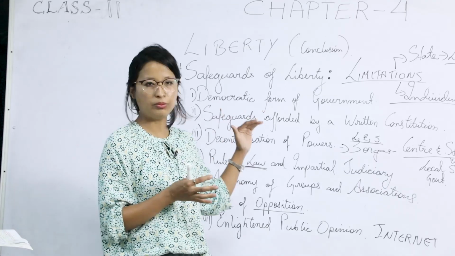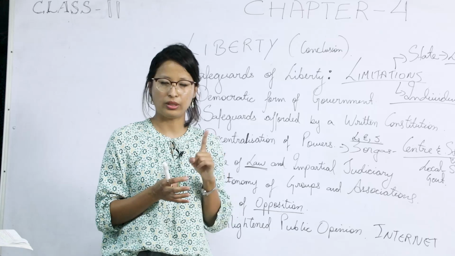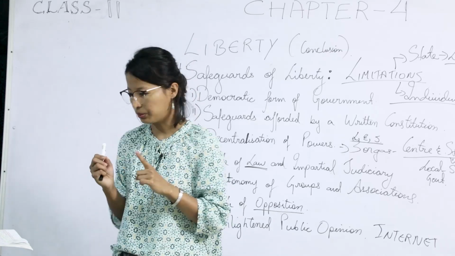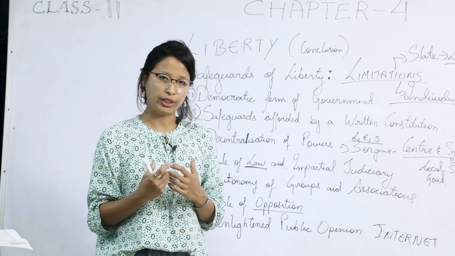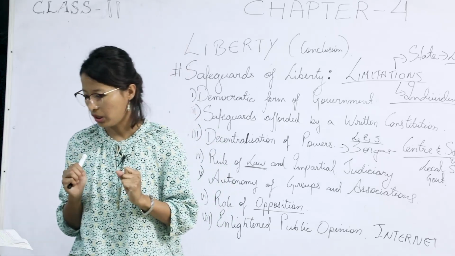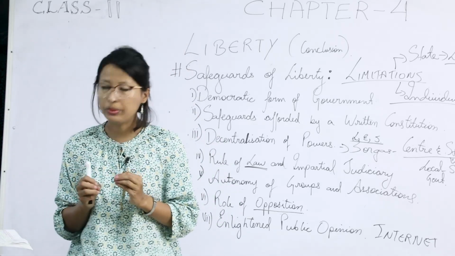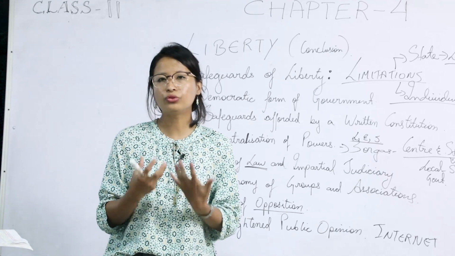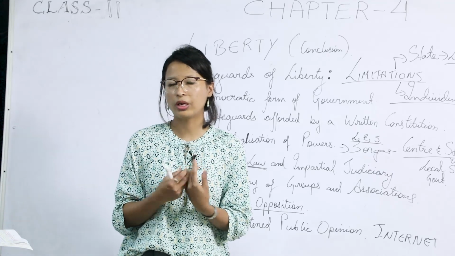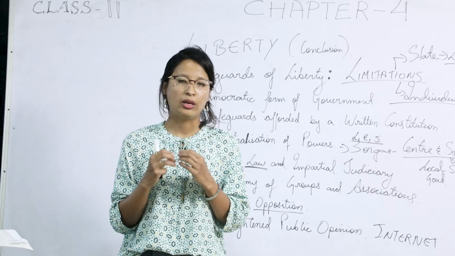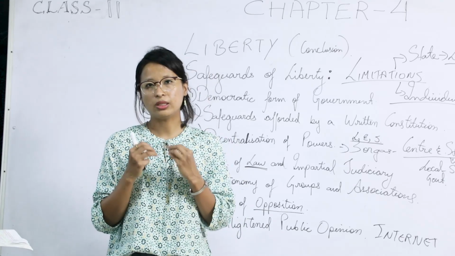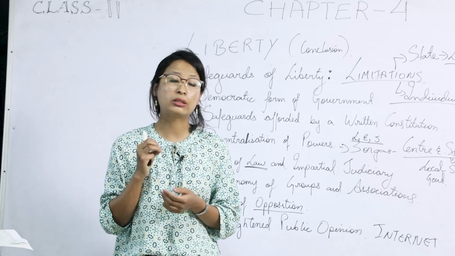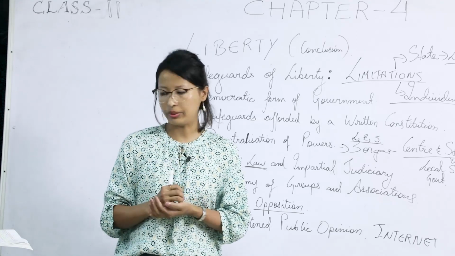Now, why do we need a constraint? Why do we need limitations? That's the first question. And the second will be, how do laws promote freedom? Now, liberty as total freedom is not possible. We need some restraints. If there is an absence of restraints, that means liberty is not there. We need some restraints in liberty.